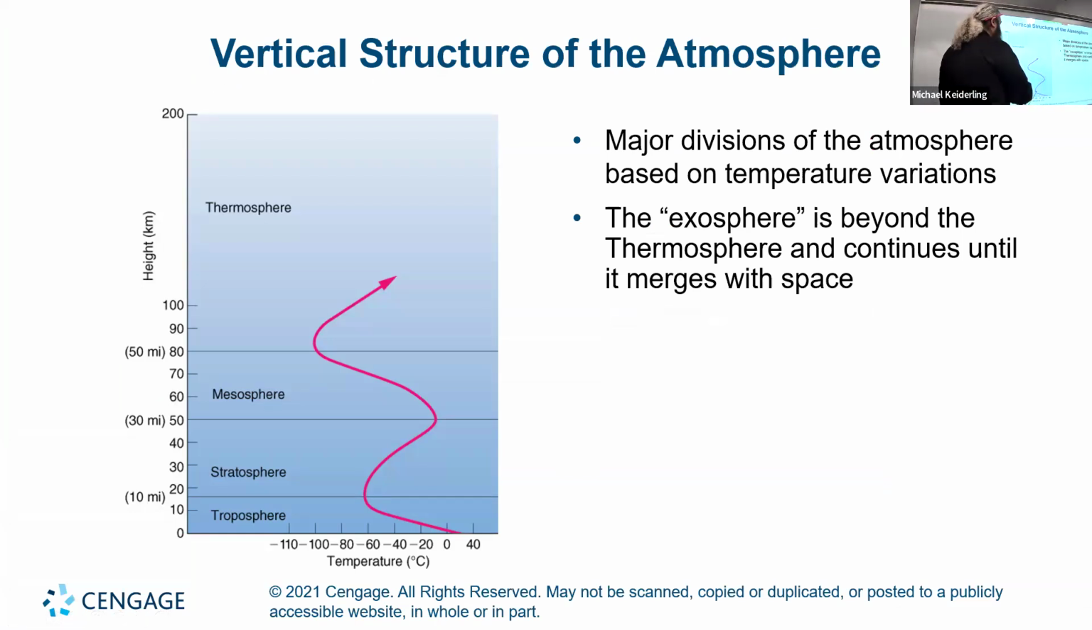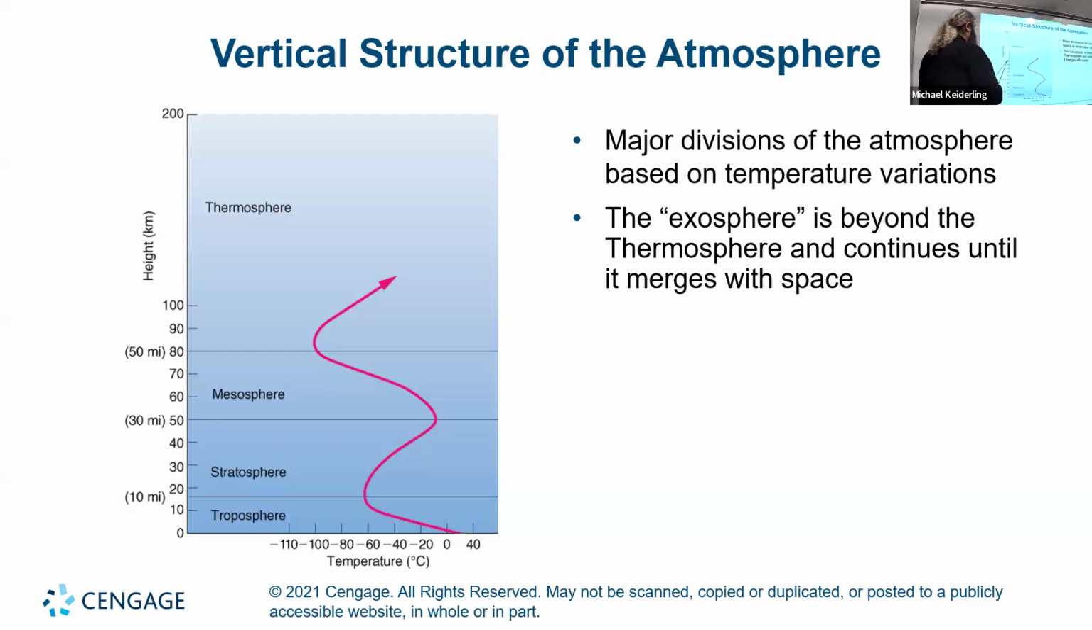So in the troposphere, temperature goes down. In the stratosphere, temperature goes up. In the mesosphere, temperature goes down. And then in the thermosphere, temperature goes up. Things like meteors and auroras happen in the meso and thermosphere. Well, mostly in the mesosphere, actually.